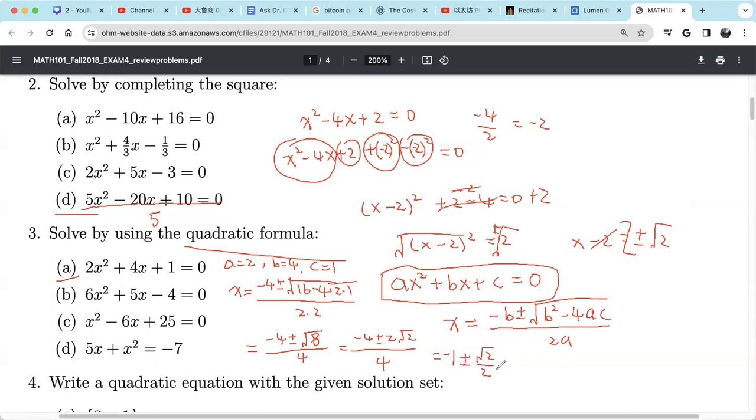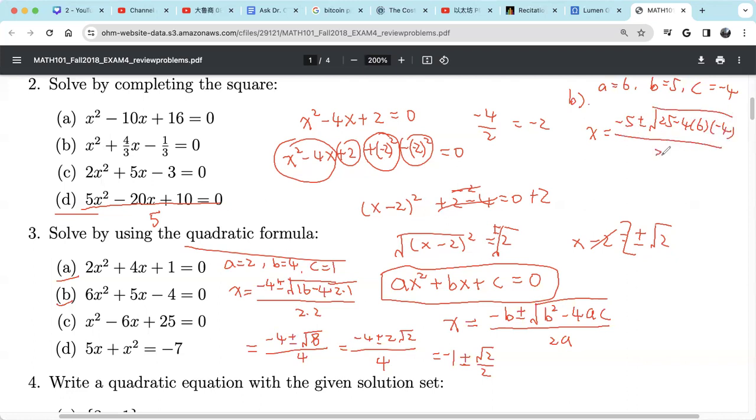-1 plus radical 2 over 2. -1 minus radical 2 over 2. Okay. You may try completing the square with this one too, okay? So this is using the quadratic formula. Let's see B. Let's write B here. So B, a is 6, b is 5, c is -4. Plug into the formula. So -b, which is -5, plus minus square root of 5 squared is 25, minus 4 times 6 times -4.